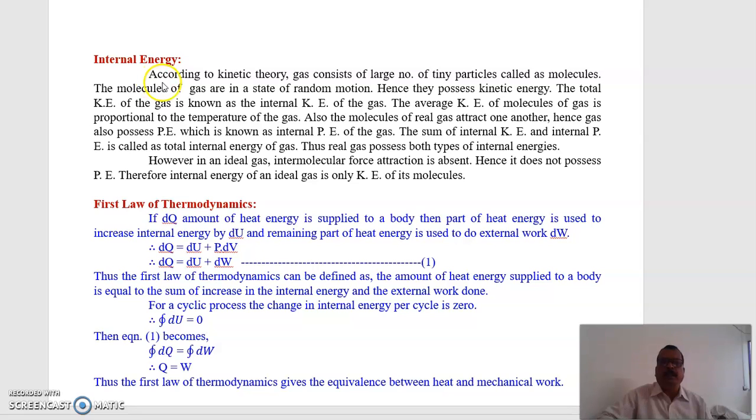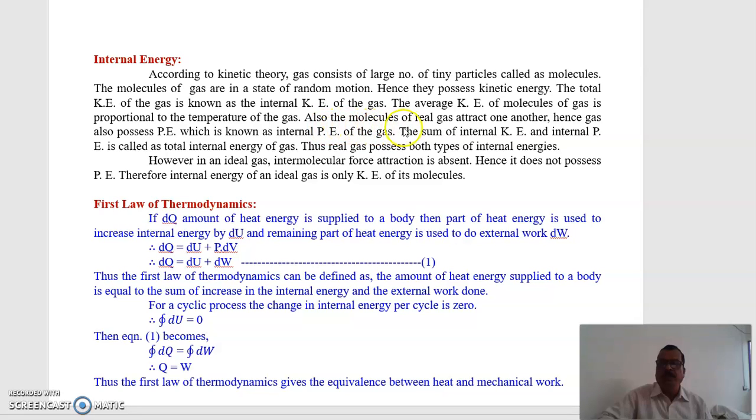According to kinetic theory of gases, gas consists of a large number of tiny particles called molecules. Molecules of gas are always in a state of random motion. Hence, they possess kinetic energy. Therefore, the total KE of gas is known as internal kinetic energy of a gas. The average KE of molecules of gas is proportional to the temperature of the gas.